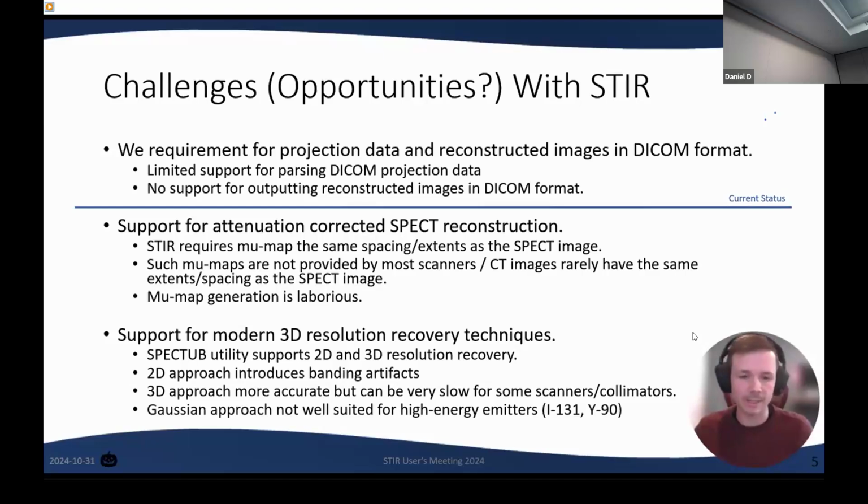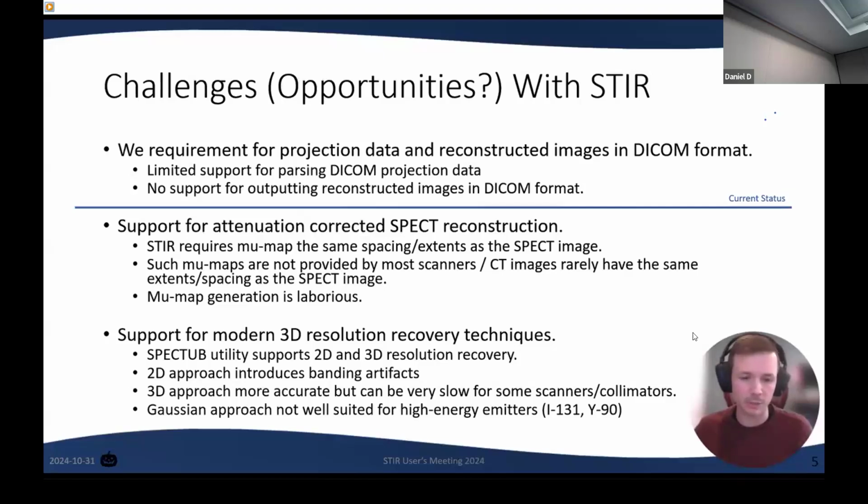Another thing that we'll be looking at is the resolution recovery techniques that are available in the SPECT component of STIR. It currently supports 2D and 3D resolution recovery techniques, which are based on a Gaussian blurring kernel and working that into the forward and back projectors. So the 2D approach is relatively quick, but also seems to be introducing some kind of local artifacts, because it operates in plane and doesn't spread across the Z domain of the image.